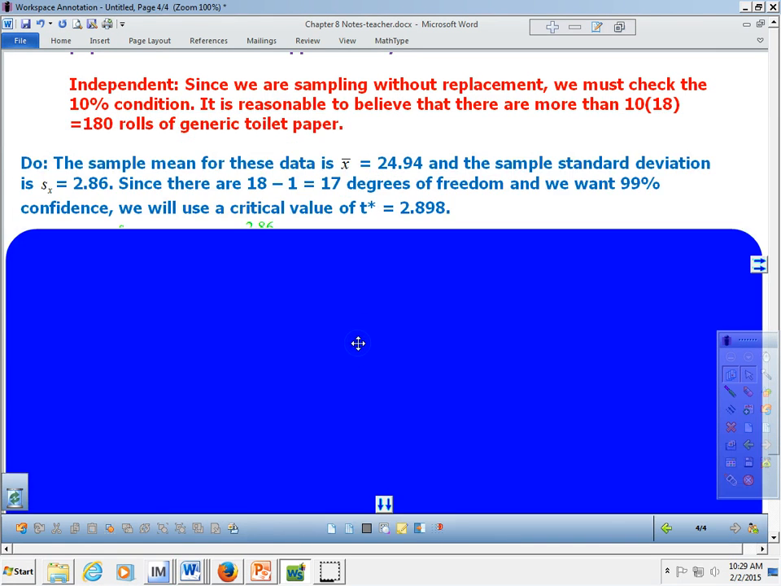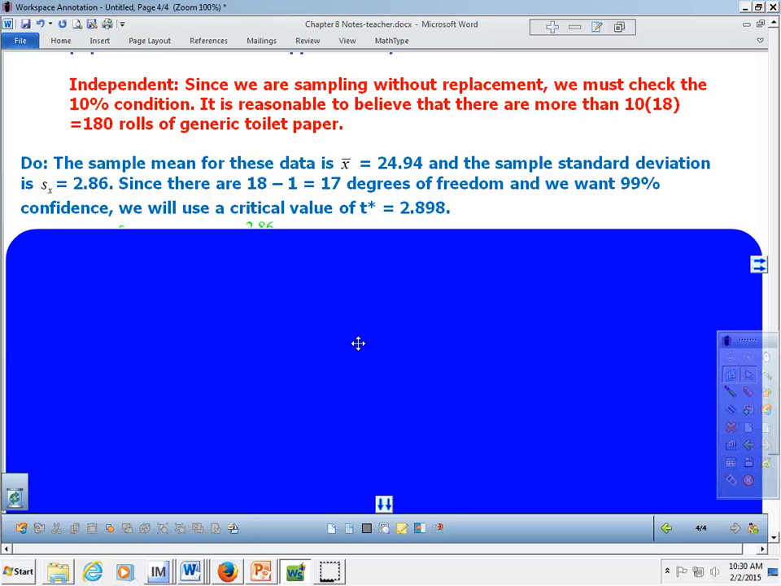Okay, and then our do phase, right? The sample mean for this data, so you're going to have to go find the sample mean. They didn't tell us what it was, and so you need to type in the values into your calculator and do your one variable statistics, right? Remember that guy, stat calc one variable stats on whatever list you put the numbers into. It'll give you the mean, and it'll give you the sample standard deviation, 2.86. So we have to show that x bar is 24.94, s sub x is 2.86.